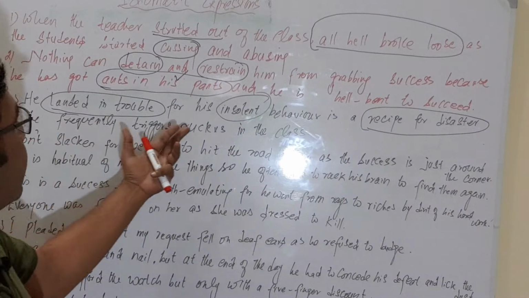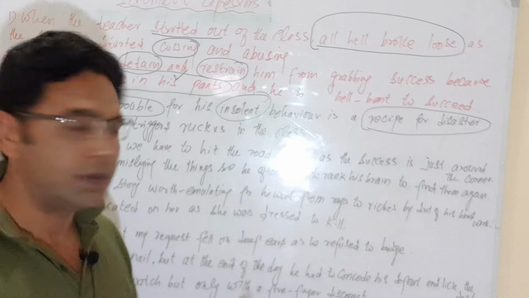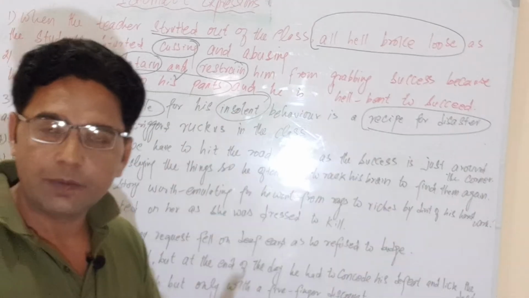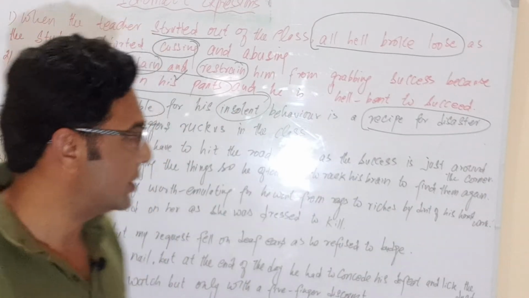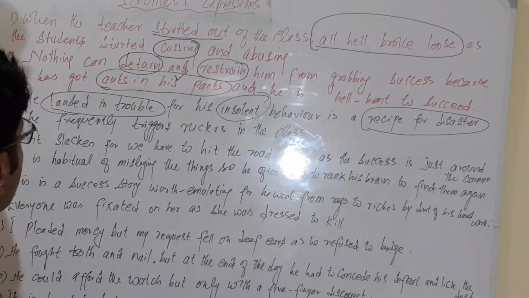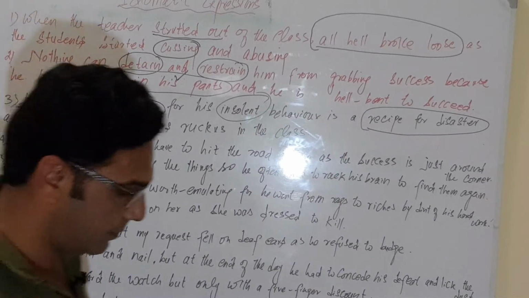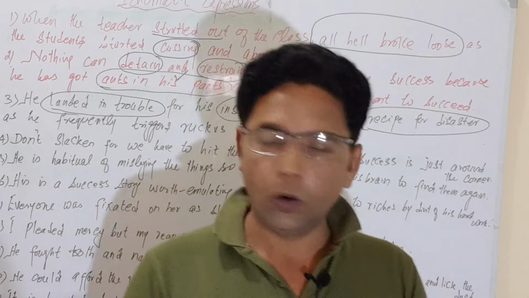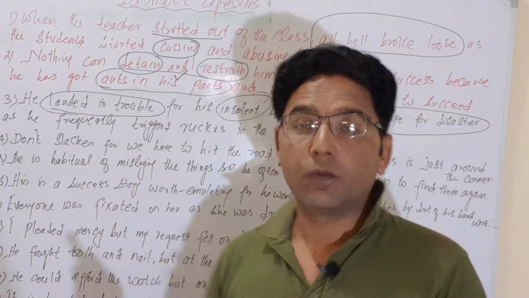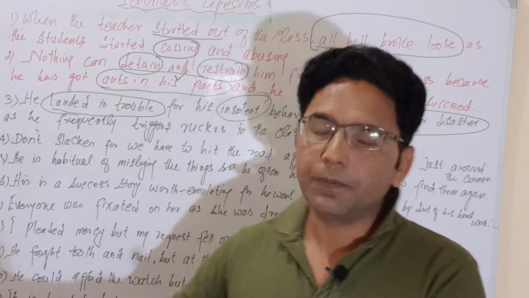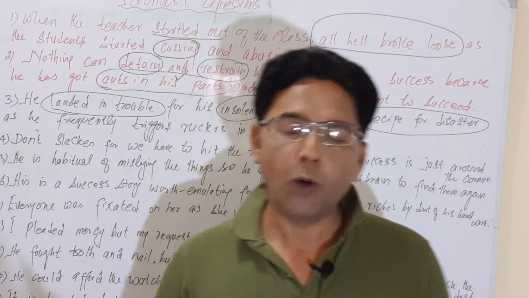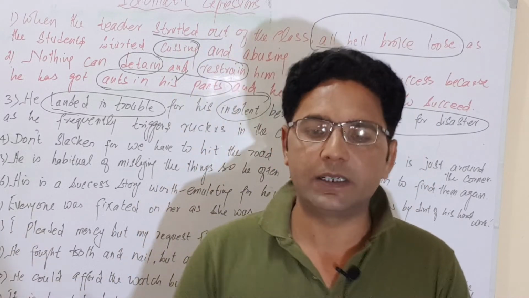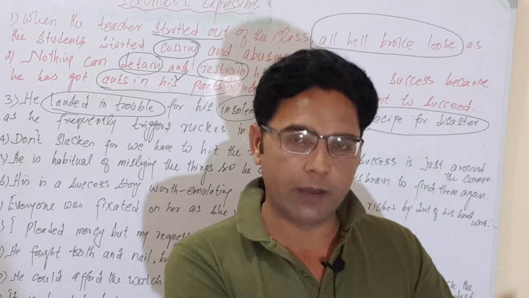As he frequently triggers ruckus in the class. Ruckus means what? Disagreement, noisy situations. The fourth sentence is don't slacken. Slacken means to become lazy, to become slow. So this is the part of what vocabulary. Actually, I am just accompanying two things in the lecture side by side: idiomatic expressions and vocabulary booster.